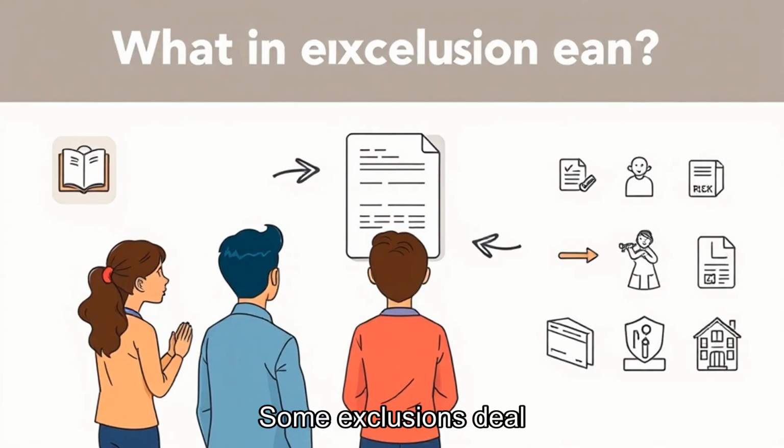Some exclusions deal with behavior. What changes the outcome is that illegal acts, intentional damage, reckless use, or failure to protect property may block coverage. A realistic case is a claim for a deliberately damaged phone failing because the loss was not accidental. That is why how the loss happened matters.